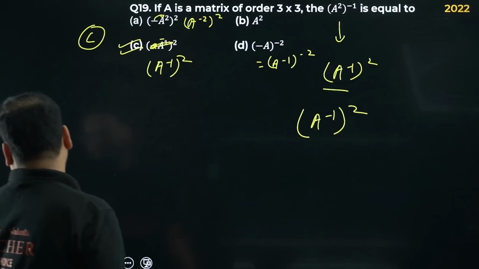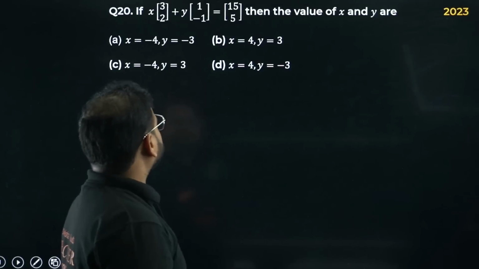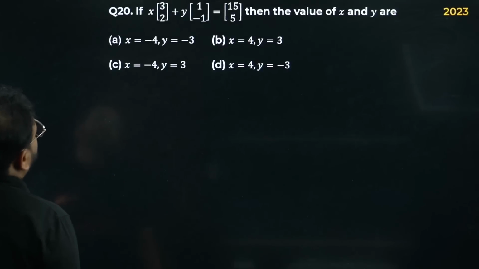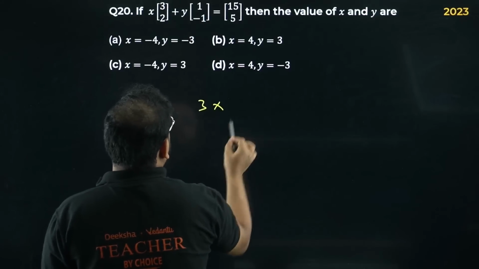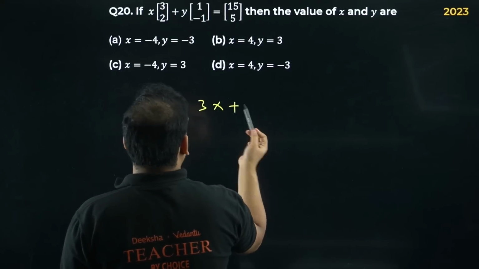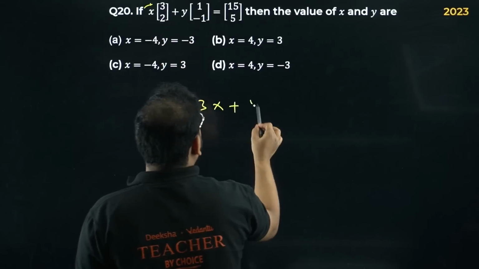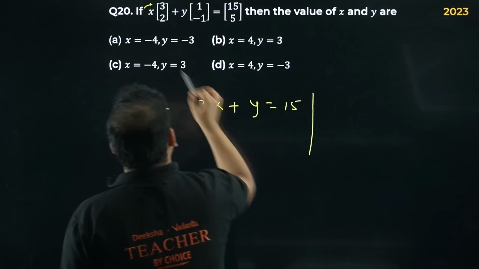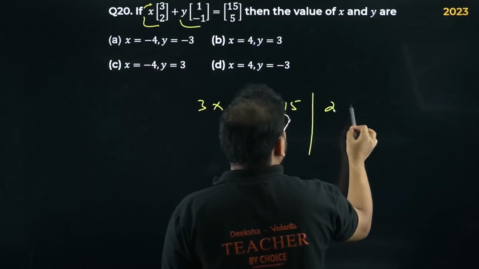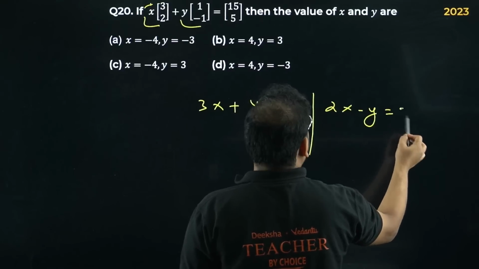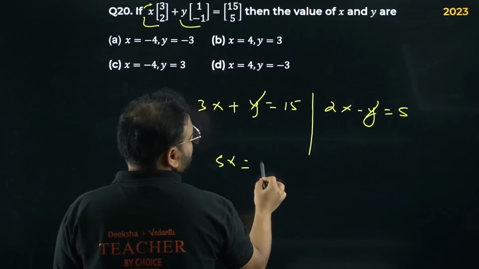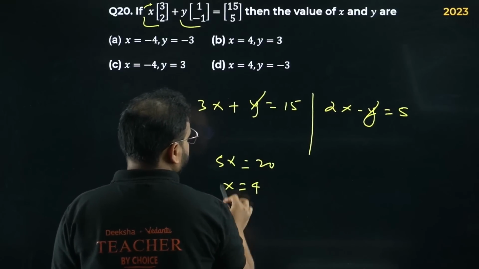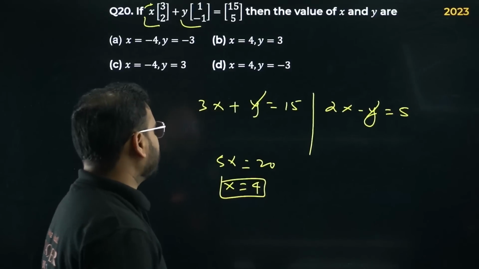Question number 20. If x 3 2 y 1 minus 1 and 15 15 is there, find the value of x and y. Simple question. If I take the first element, 3x plus y will become equal to 15, first equation. Second, I'll have 2x minus y equal to 5. Add these two equations, y and y cancel. I'll have 5x equals 20. It means x value is 4. X is 4 means y has to be 3.